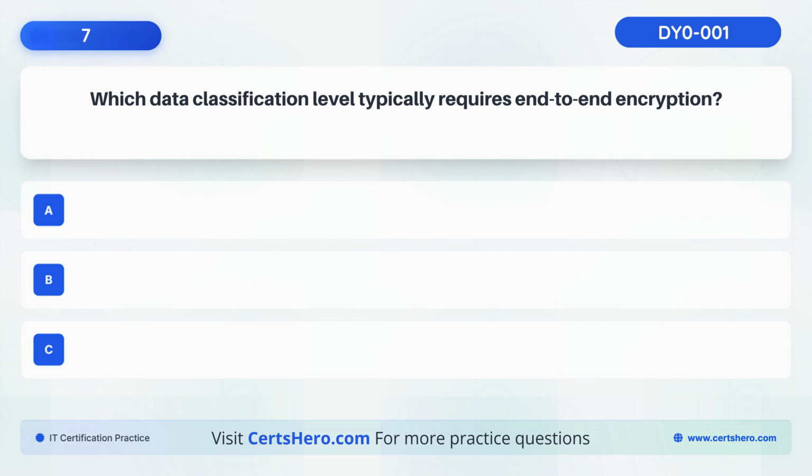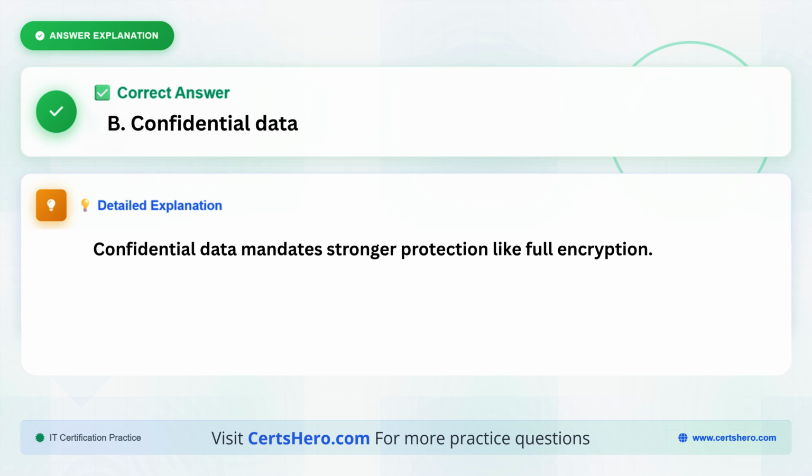Which data classification level typically requires end-to-end encryption? A. Public data. B. Confidential data. C. Metadata. Correct answer is B. Confidential data. Confidential data mandates stronger protection like full encryption.